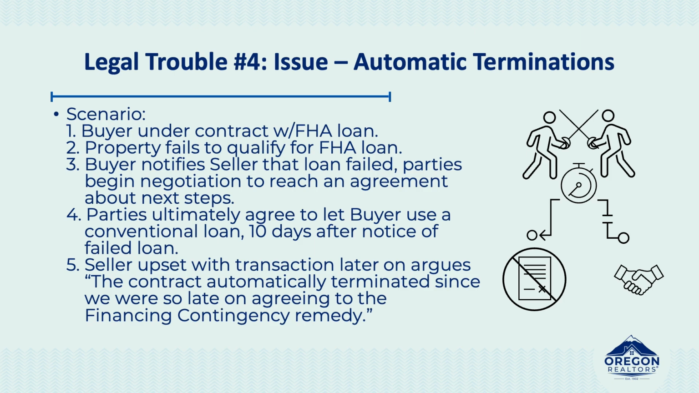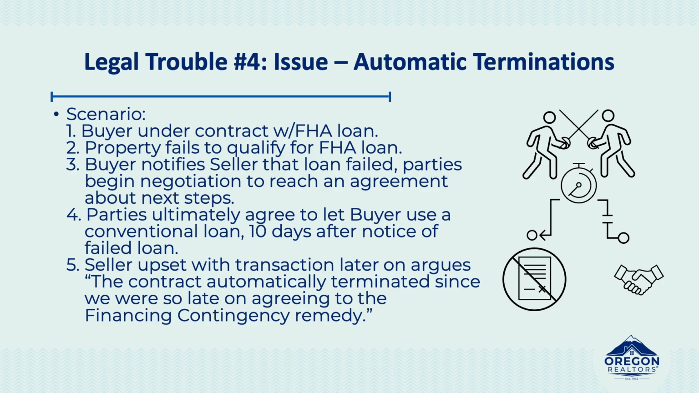The seller at some stage later on is upset with the transaction. They don't like how it has gone down. They feel like the buyer is lying to them about something else. And so the seller says, I actually want to terminate. Because if you look at our sales agreement, it says, you send me notice that the loan failed, and within 2 days, the contract fails if we haven't renegotiated, if we haven't come to a solution. We didn't come to a solution until well beyond that period of negotiation ended, so the contract automatically terminated.